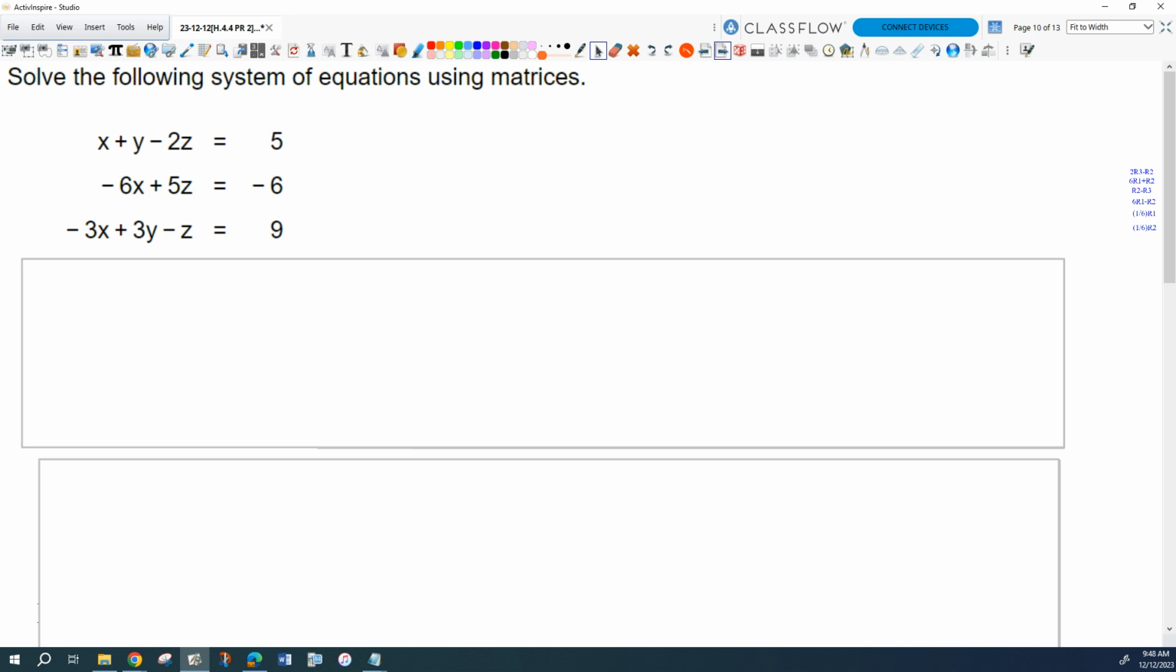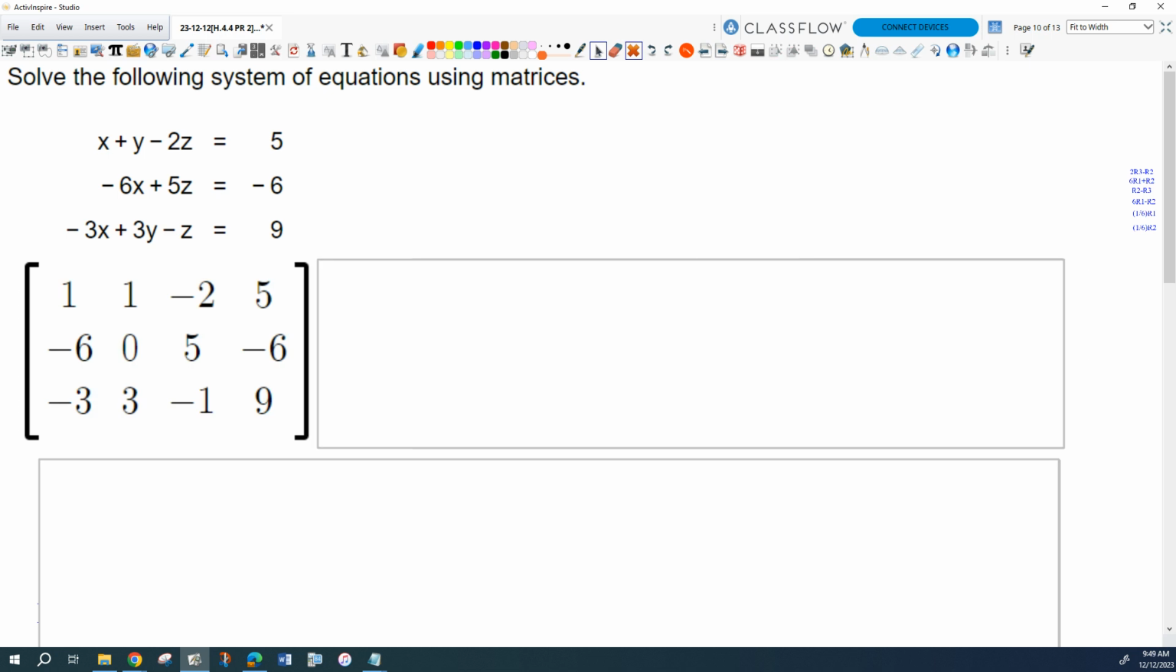Let's practice one more of these. So what can we do here? First of all, we have to represent the matrix, right? Give me a thumbs up on that. Does that make sense, that that's the matrix that corresponds? Okay.